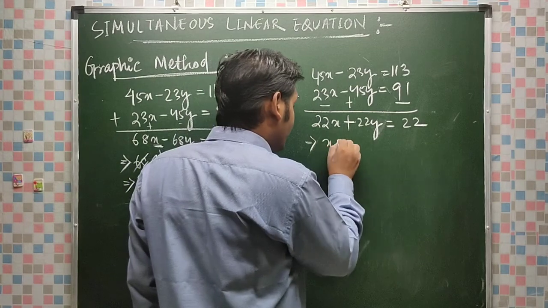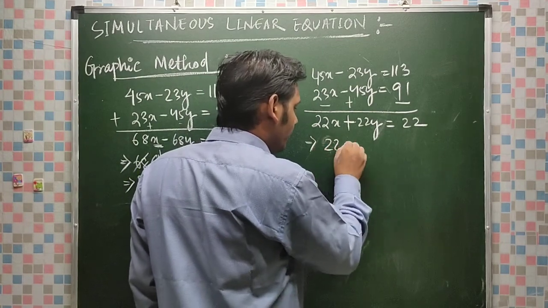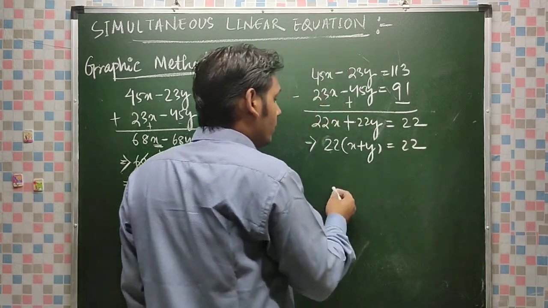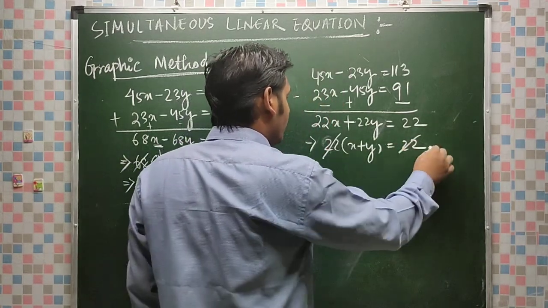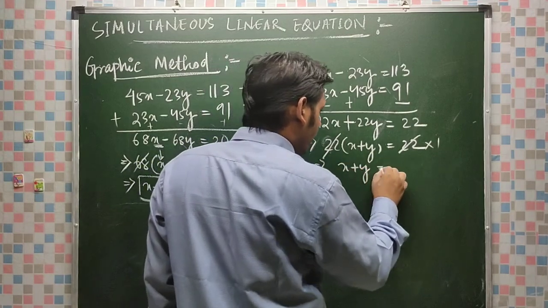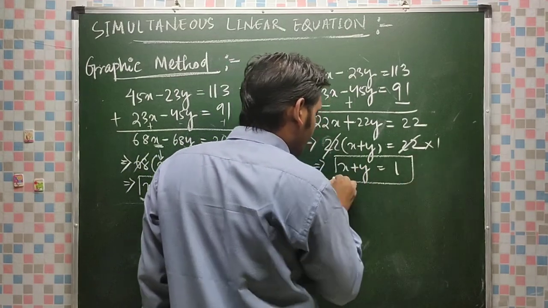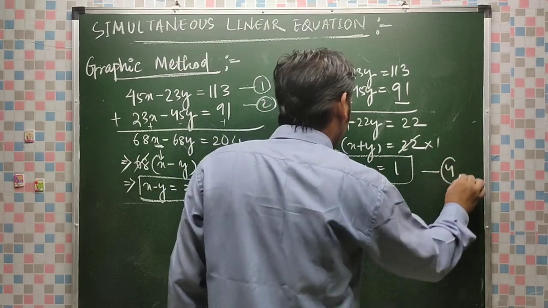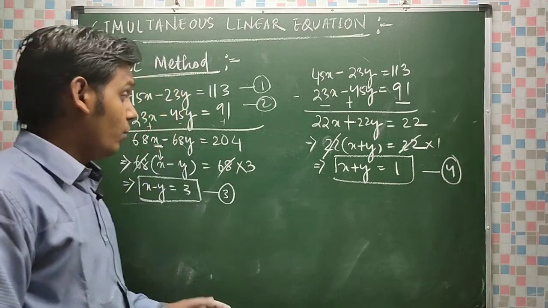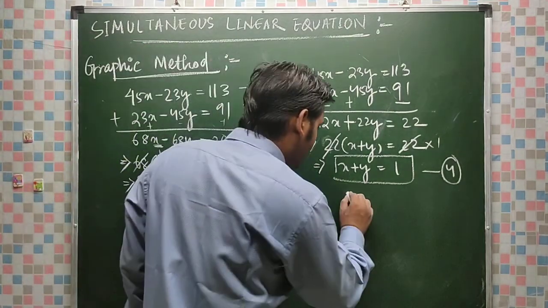Now 22 I can take common. 22 times x plus y. Now this is 22, so I can take out 22. 22 into 1, so x plus y is equals 1. This is equation 4. Now I am having equation 3 and equation 4. So what you have to do? You have to add equation 3 and 4.